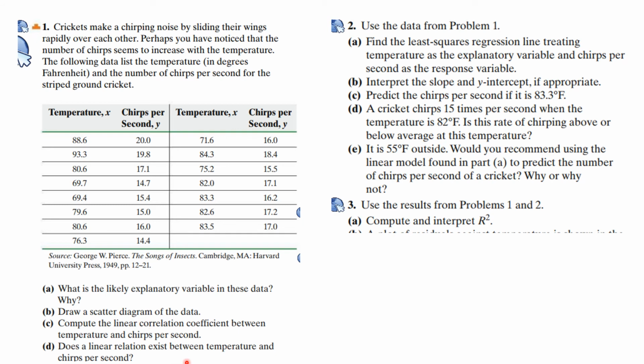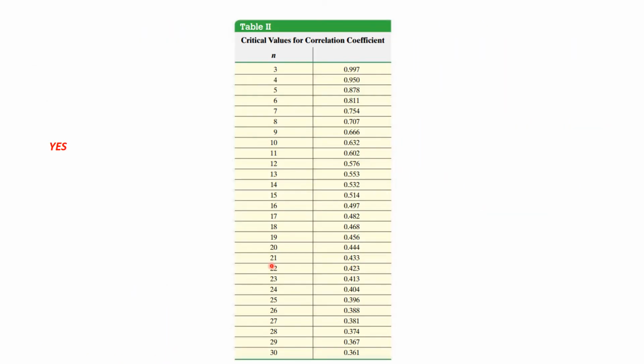Let's see. Does a linear relation exist between temperature and chirps per second? Well, we have to take that number that we just found, that 0.835, and we have to look at the table. And we had 15 data points, so the cutoff is 0.514. That means if the absolute value of 0.835 is bigger than this, then a linear relation does exist. So the answer to this question is yes. I would ask you to explain why using the values from the table.